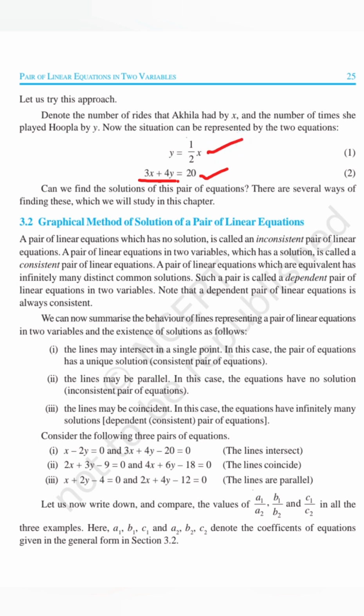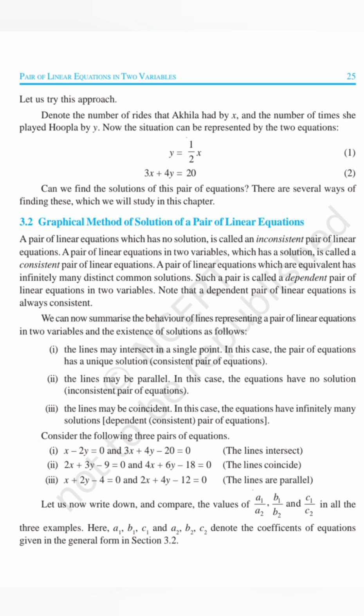And this is the relation between the number of games she played on the giant wheel and hoopla. Now we have two different equations and both are linear equations. This can be called a pair of linear equations. How to solve these equations will be seen in this chapter.